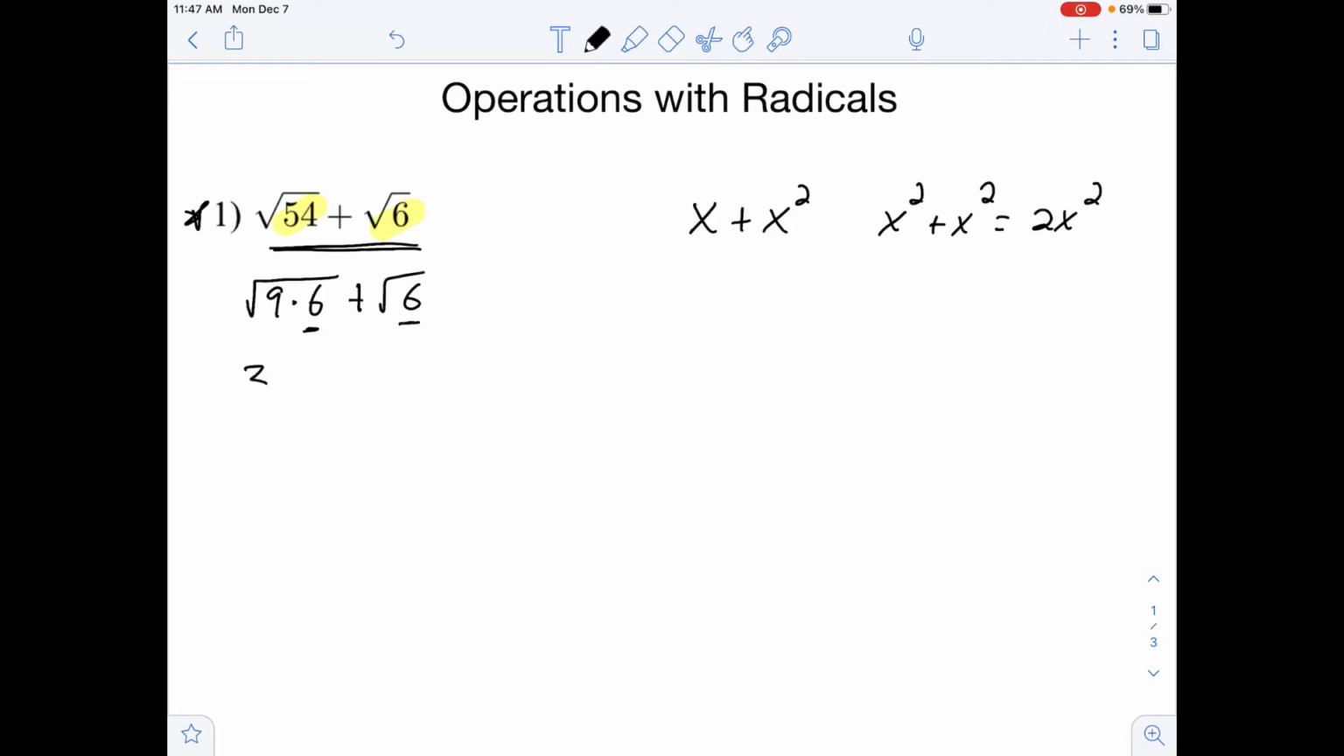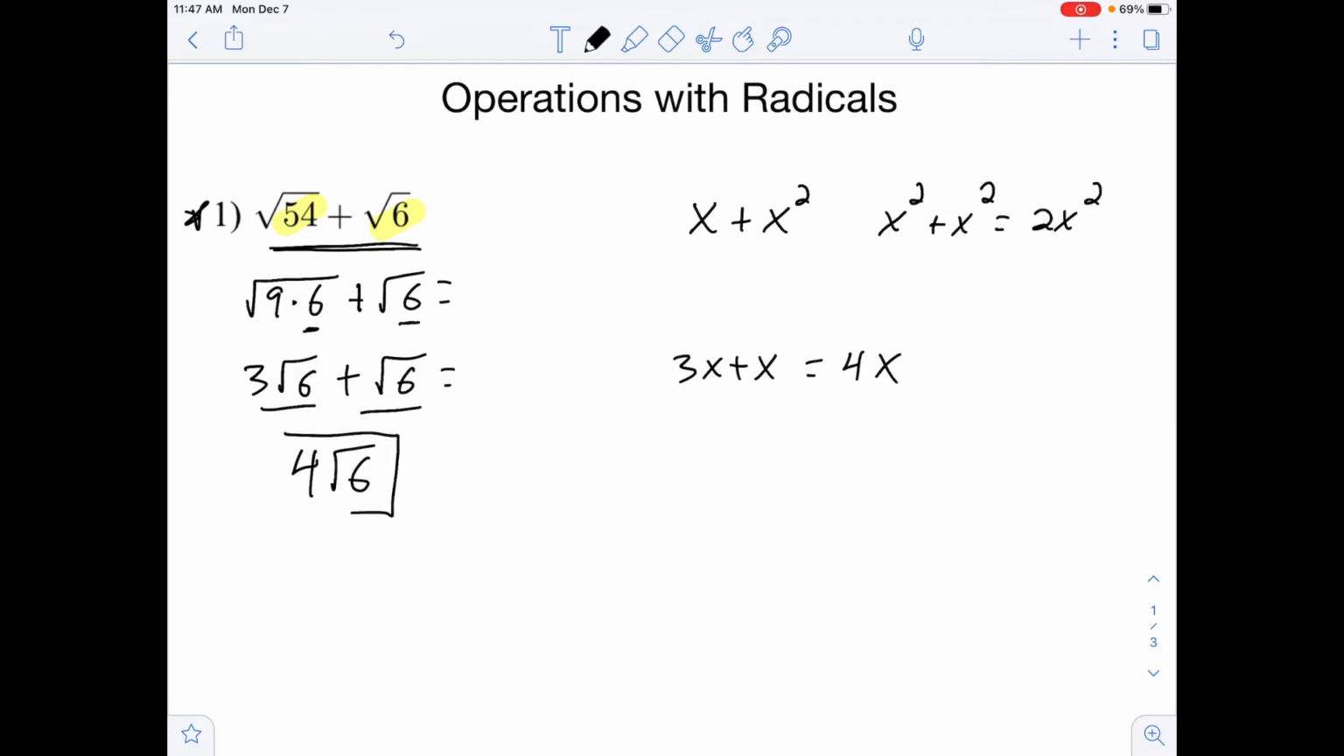Well, of course, the square root of 9 is 3, so this is 3 square roots of 6 plus, now we know there's a 1 there, so it's plus 1 square root of 6. Again, think of something like 3x plus x, what is that equal to? That's 4x. So if you have 3 square roots of 6 plus 1 square root of 6, you have 4 square roots of 6. And that is how we do number one.